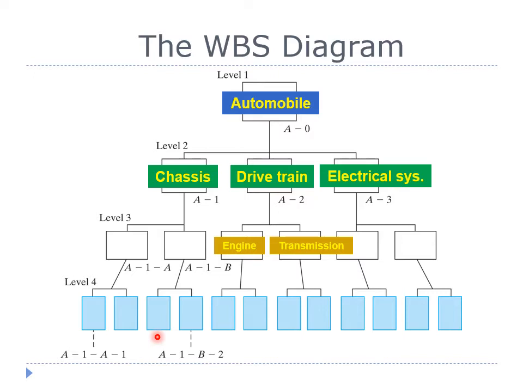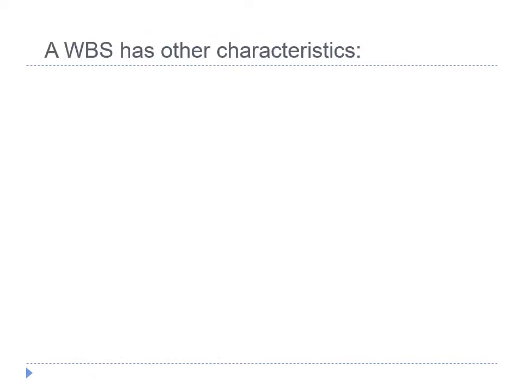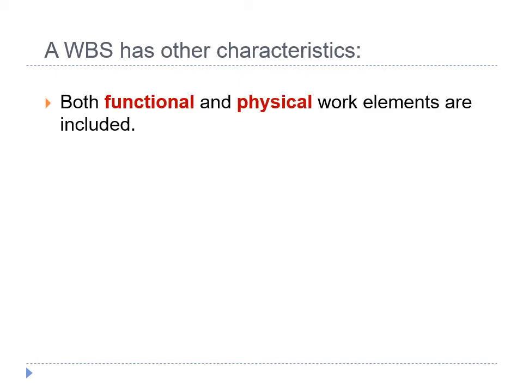Different numbering schemes may be used. The objective of the numbering scheme is to indicate the interrelationship of the work elements in the hierarchy. The scheme illustrated here is an alphanumeric format. A work breakdown structure has other characteristics. For example, both functional and physical work elements are included.